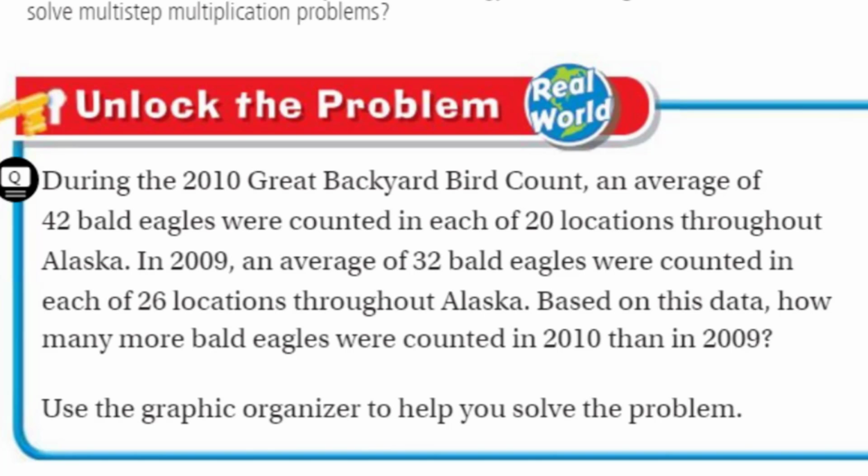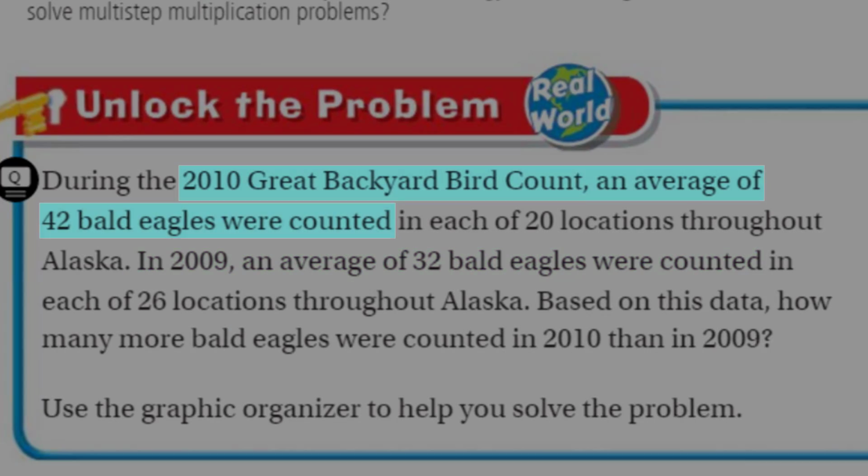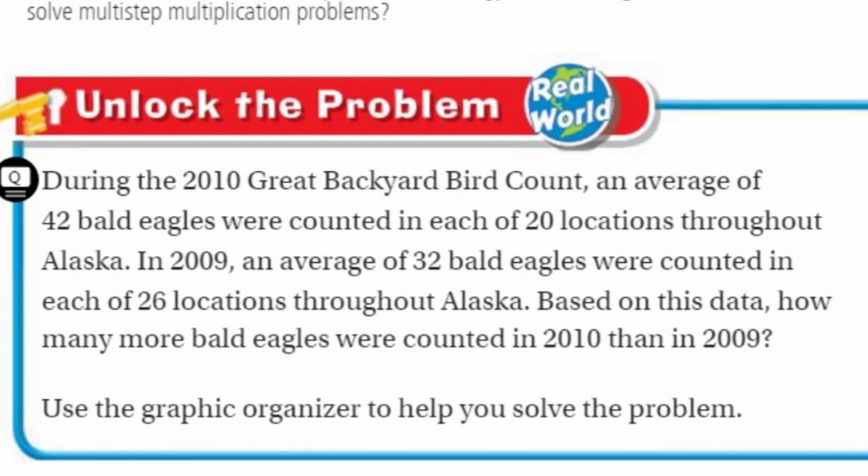So what I'm probably going to have to do here is make sure that I understand that there's a certain amount of bald eagles that were counted in 2009, and then another amount that was counted in 2010, and then I'm going to need to subtract, because the words how many more suggest I need to subtract. So this is definitely a multi-step problem, no doubt. This is pretty heavy, and this is 4th grade, but you 4th graders, you're super smart.